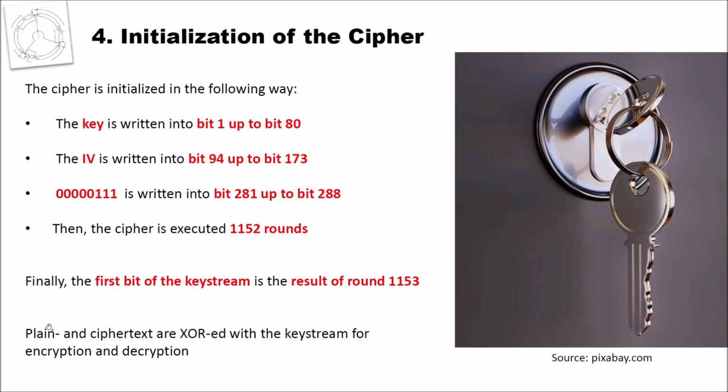And how do we do this with stream ciphers? We XOR the key stream onto the plaintext, then we get the ciphertext, and when we want to decrypt the ciphertext, we XOR the same key stream, because we use the same key and initialization vector, onto the ciphertext, and we get back our plaintext.